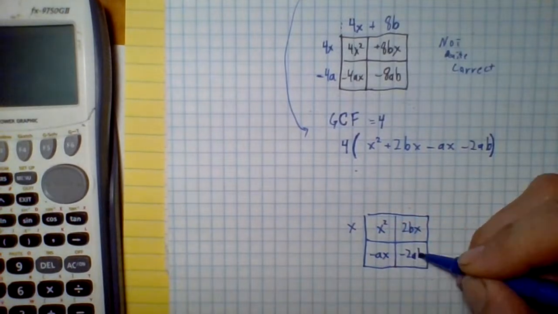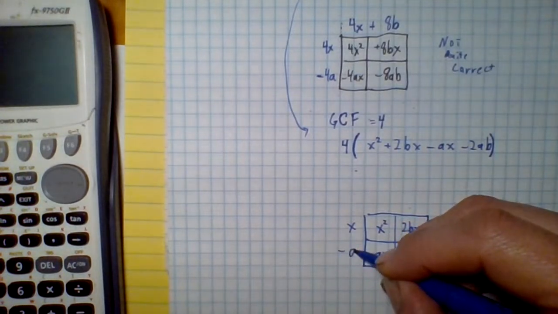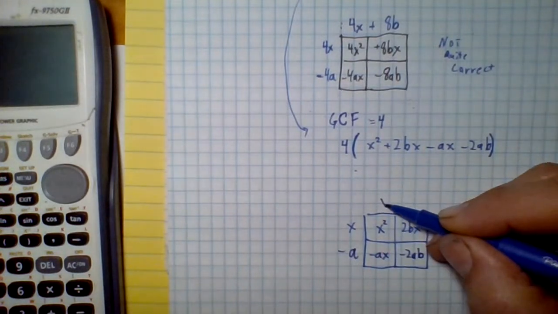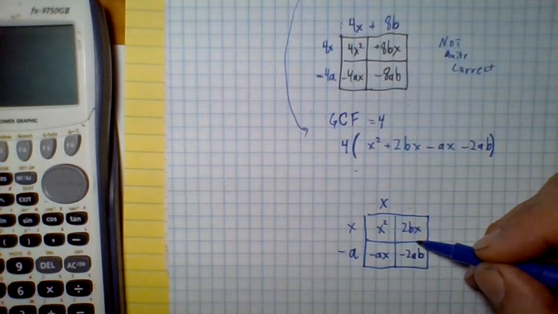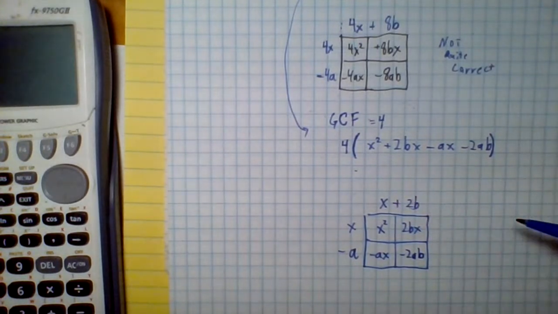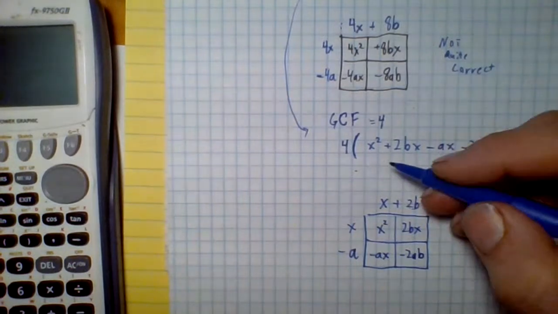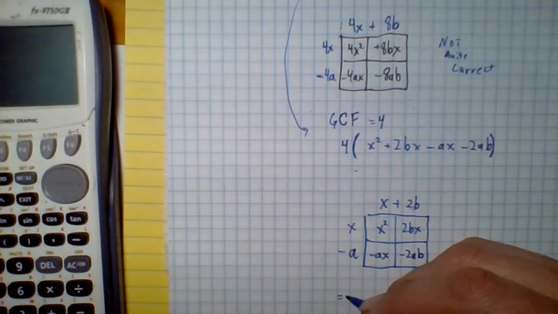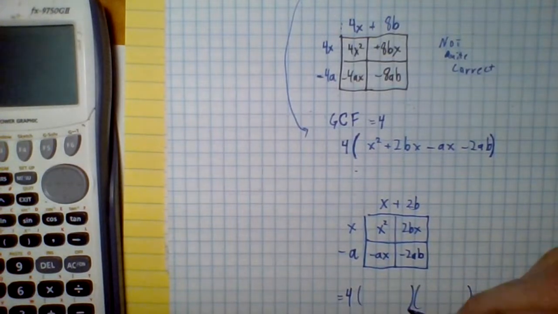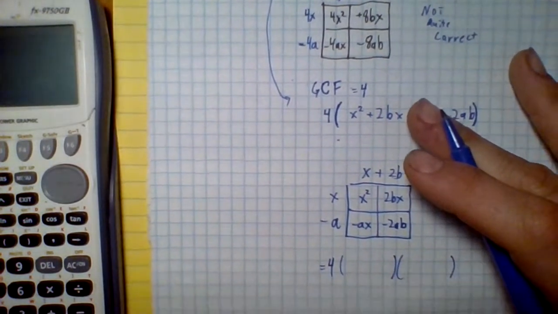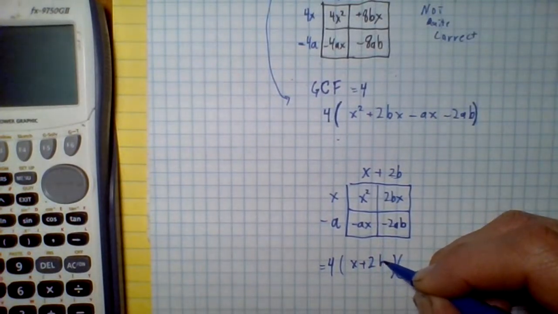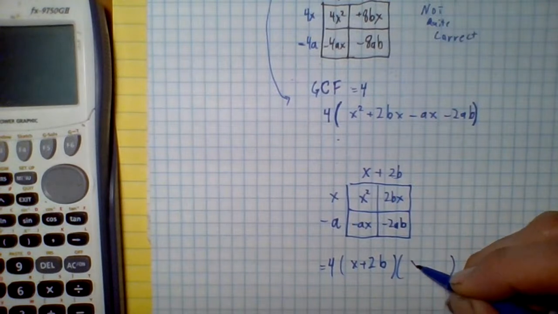Your GCF in this row, this is the minus part, common factor of A. Common factor here is X. Common factor here is really the 2B. So that's the factors of that piece. So my final answer for that thing, my completely factored form, the GCF should still be sitting out here. And then my factors are X plus 2B and X minus A.